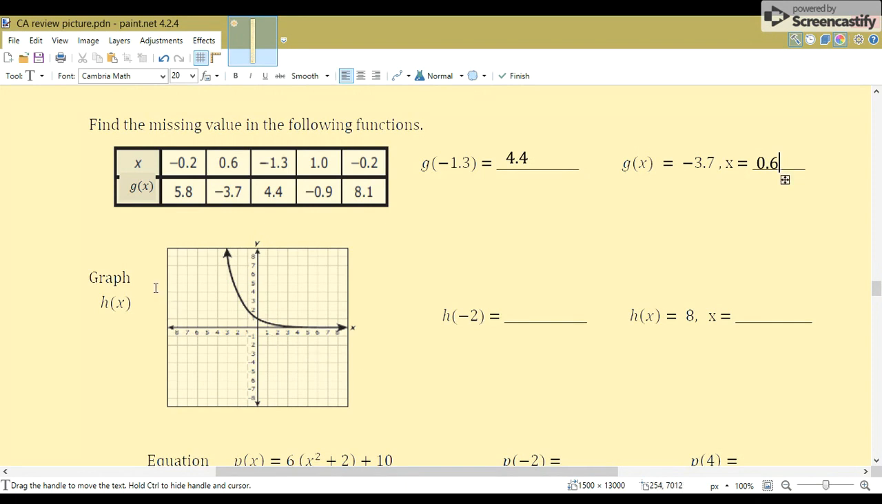Let's look at our graph function, our h of x. With h of negative 2. Basically, when x is negative 2, the y is 4. When h of x equals 8, x equals, so here's where y is 8, x looks like it is 3.